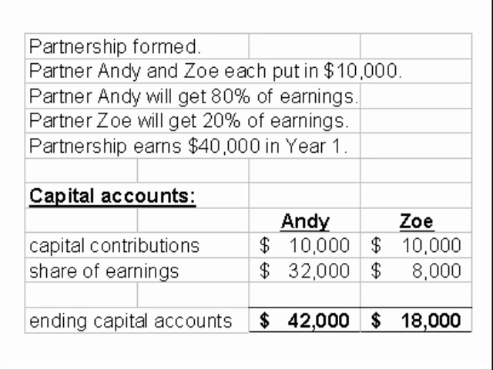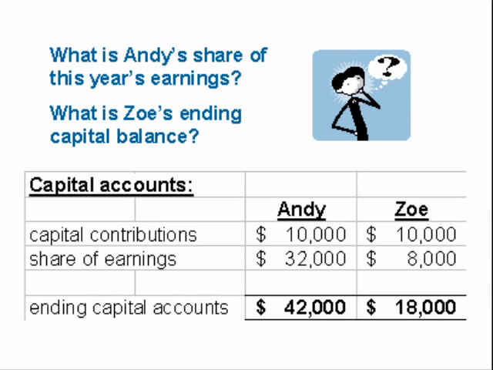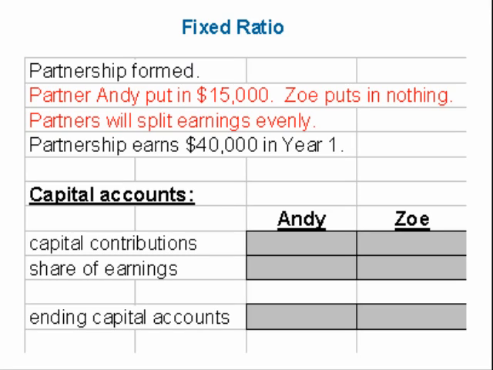Okay, so hopefully this was fairly straightforward. They split the income 80-20 and you knew how much of them contributed initially to the business. Be careful when I ask you a question about computations that you've made. I might ask for Andy's share of the income or Zoe's ending capital balance. So if you've done the calculation correctly, you want to be sure you notice exactly what number I've asked for in that multiple choice question.